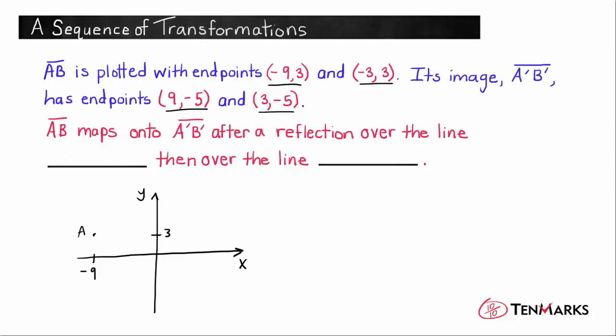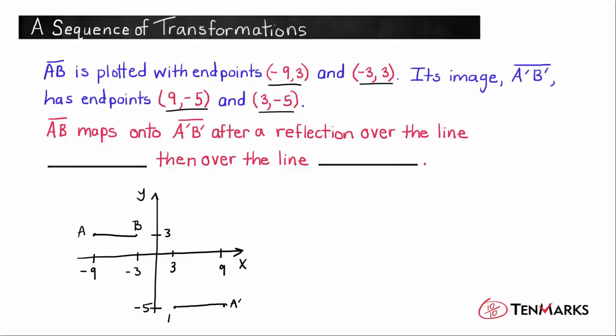And then point B is at (-3, 3). So if we go back to -3 and up to 3, we'll have our point B, and this can be the segment. The new location is going to be at (9, -5). So if we go over to 9 and down to -5, we're going to put our new point A, and then our new point B is at 3, so over 3 and down to -5.